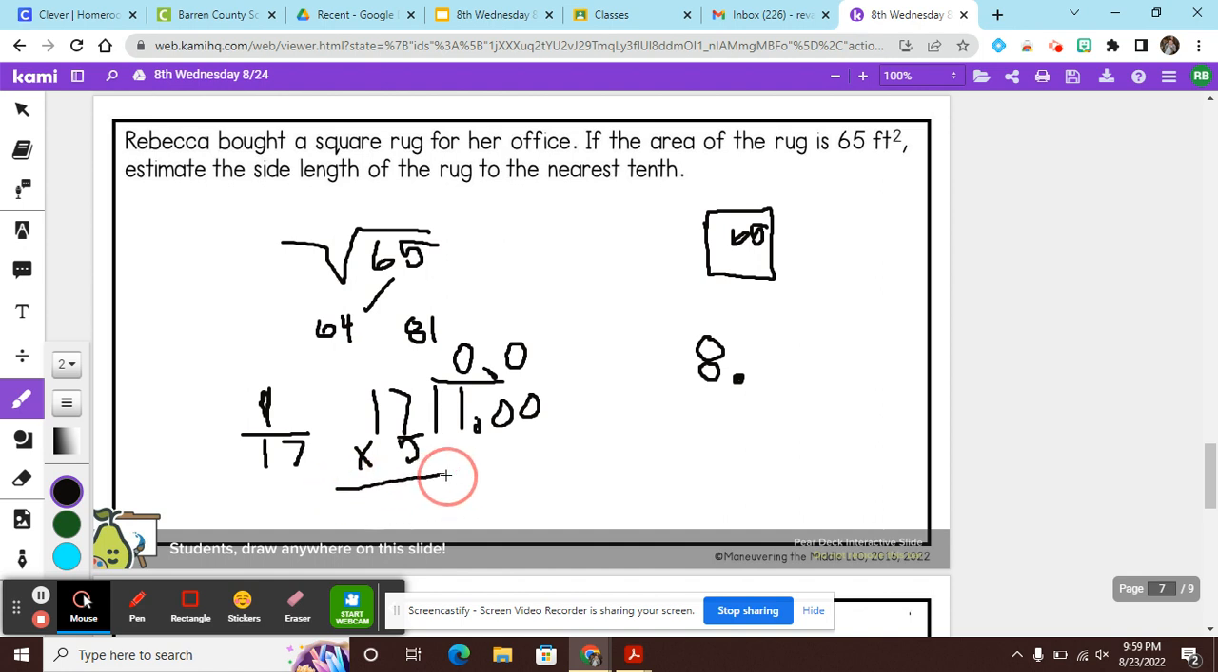So 17 times 5 is 35. Okay, that's a 5. I'm going to carry my 3. 5 times 1 is 5 plus 3 is 8. So because that is less than 100, that means it goes into 100 more than 5 times, which means I round that tenth up to 1. And that's how I got my answer.